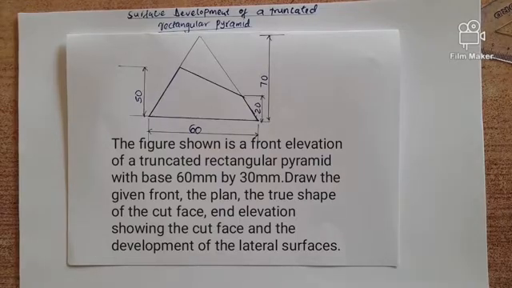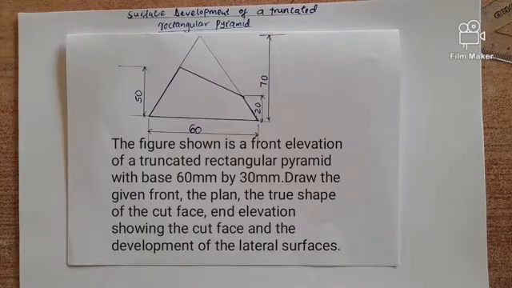The question reads: the figure shown is a front elevation of a truncated rectangular pyramid with base 60 mm by 30 mm. Draw the given front elevation, the plan, the true shape of the cut face, the end elevation showing the cut face, and the development of the lateral surfaces.